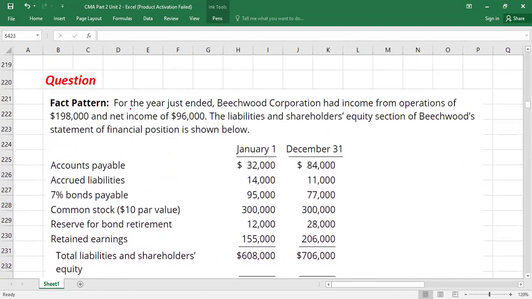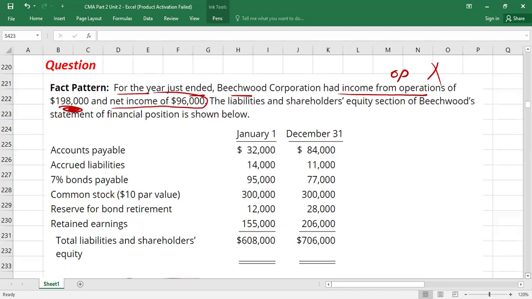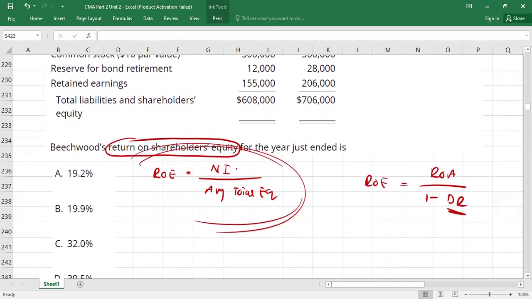It says, for the year just ended, B Corporation had income from operations, this is operating income, and I need net income, not operating income, of 198,000, and net income is 96. Yes, the first value we found. Net income is given as 96,000, the numerator.